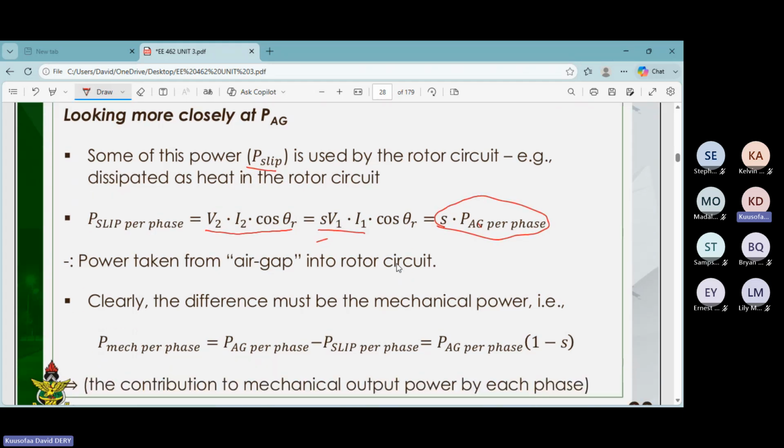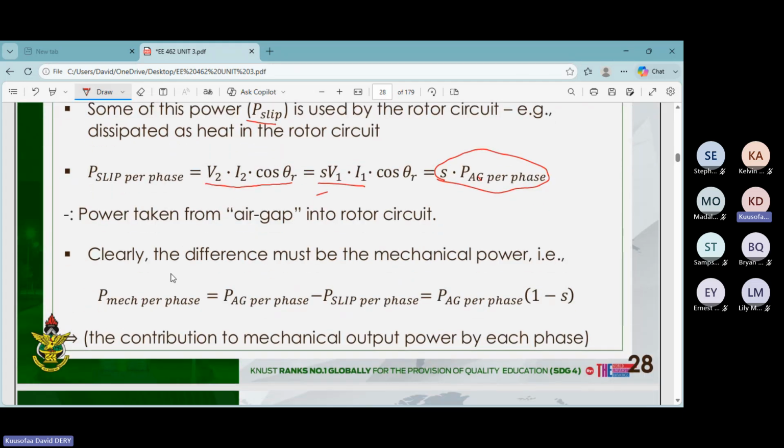So let's take note. For the mechanical power, it is given by the power in the air gap minus the P slip. When we do the substitution, you are going to get this relationship for the P mech. So let's take note of these formulas. They'll become relevant when we are solving problems. Okay.